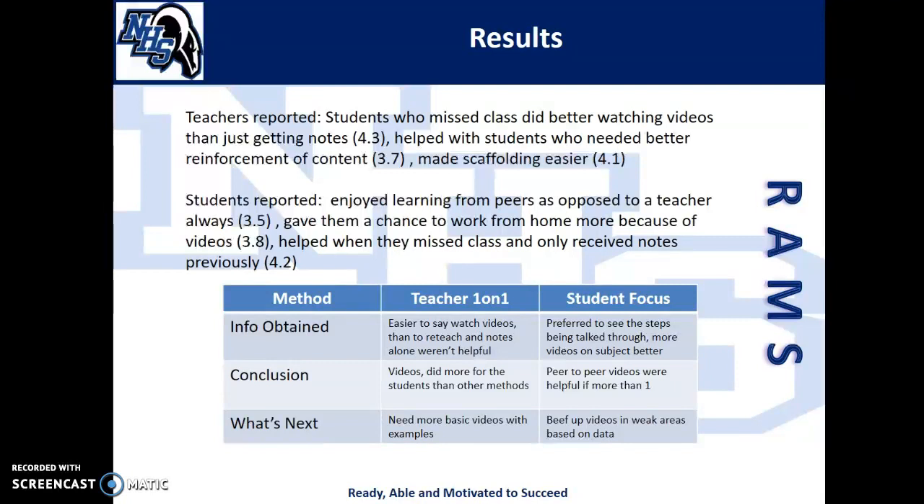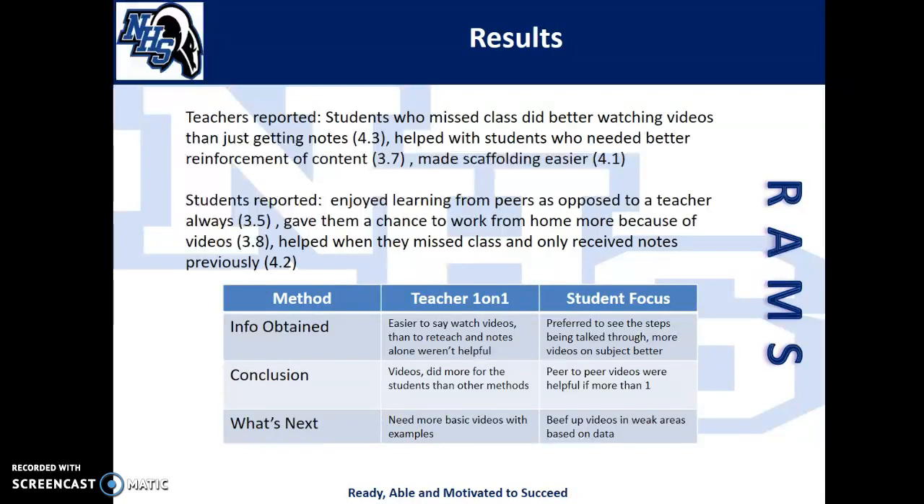Well, when we put our words in the code from our interviews, here's what we got from teachers. It was easier to say watch videos than to reteach, and notes alone weren't helpful. That was the main codes that we got. Our conclusion was that videos did more for the students than other methods. What's next? Maybe the need for more basic videos to go with certain examples based on the standards of the area.